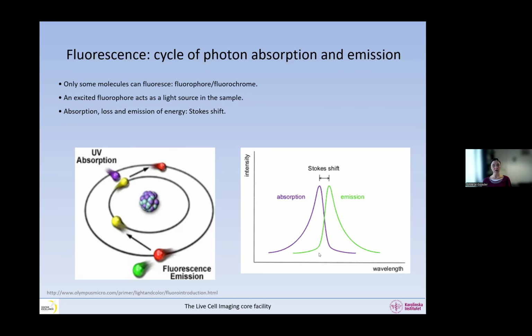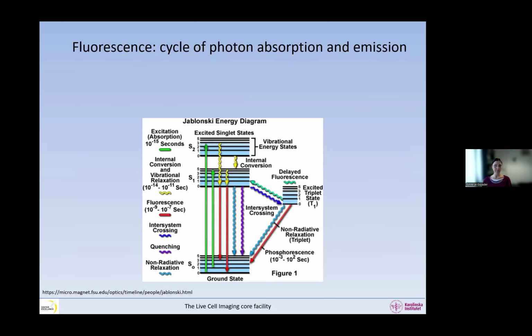So there is a loss of energy, and therefore the light that is emitted is more towards the red than the light that is used to excite the sample. This is the case most of the time, not always. So another way to represent these excitation cycles is like this. This is called the Jablonski diagram, and it's presented very often like this.